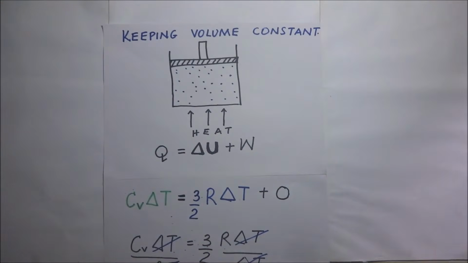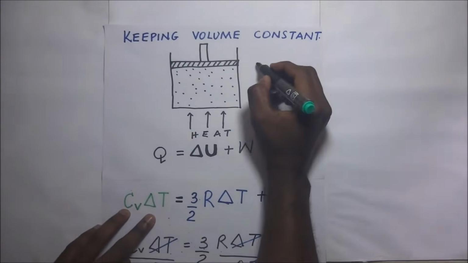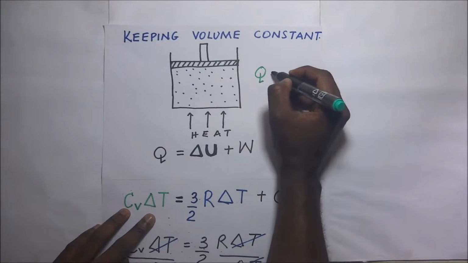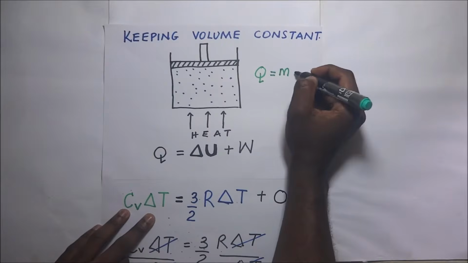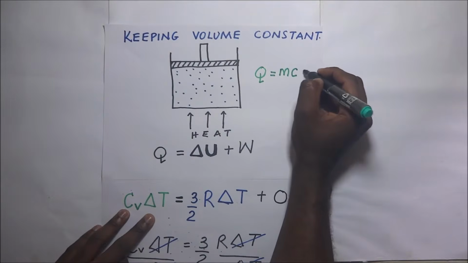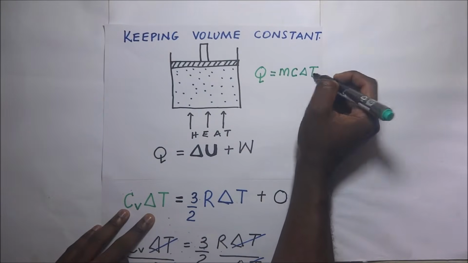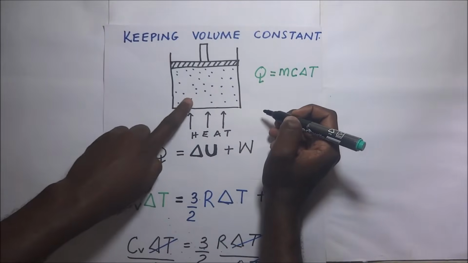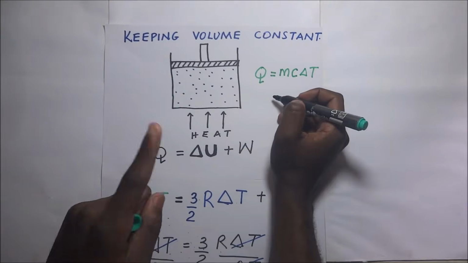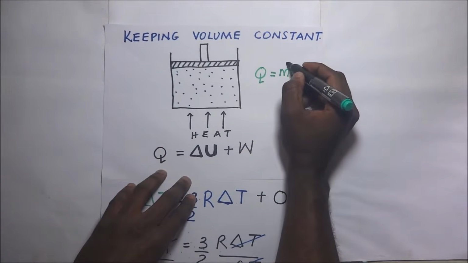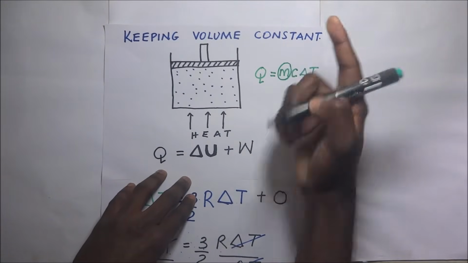Now, as you may be aware, we know that Q, which is heat, is going to be equal to mass times specific heat capacity times change in temperature. Now here, this is an ideal gas and we are dealing with 1 mole of an ideal gas. Now since we are dealing with 1 mole of an ideal gas, it means our value of M, the mass, is 1 mole.